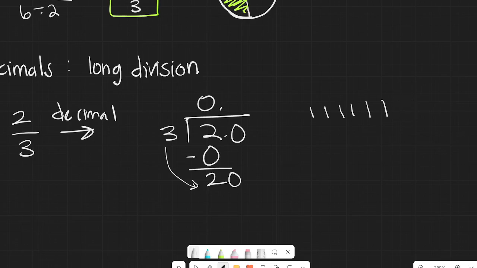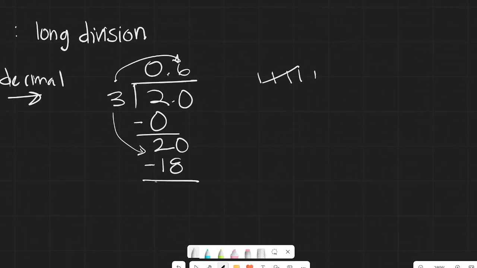So I'll just tally this up here. So what do we have? We have 6. So we've got 6. Well, what's 3 times 6? It's 18. Set up your subtraction tower, what I like to call it, a little subtraction tower. What's 20 minus 18? Come on. It's 2.